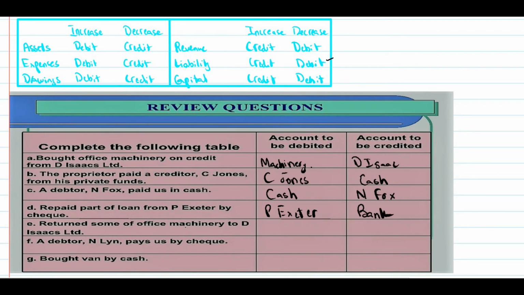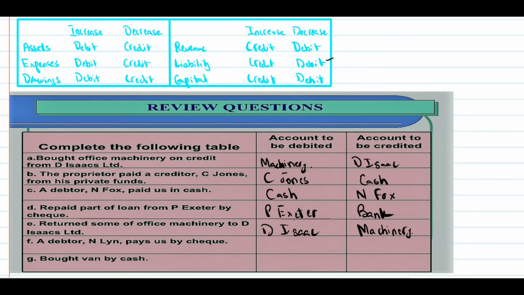Part E. Returned some of the office machinery to D. Isaac. Now, as we are returning office machinery, it means that our machinery is decreasing. Asset is decreasing, therefore machinery would be credited. And now D. Isaac becomes our receivable as he has to return our money. So D. Isaac is debited.